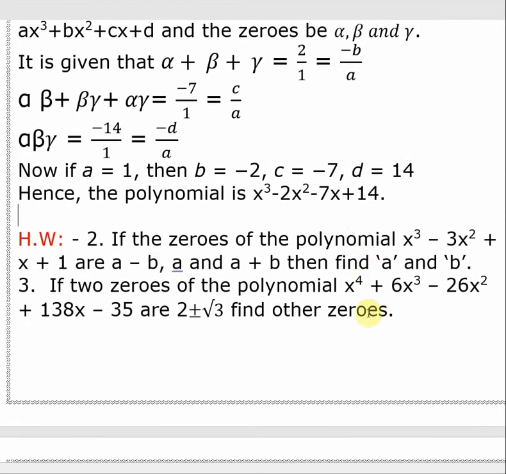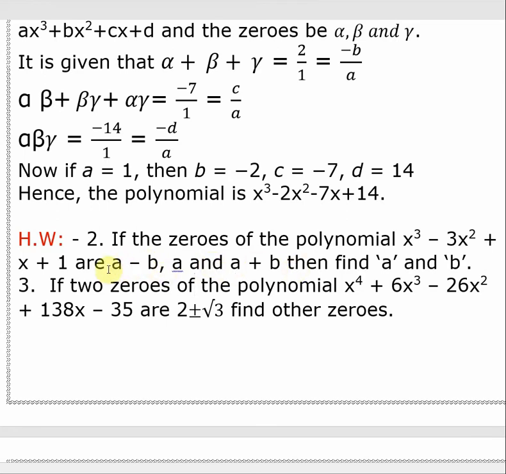I hope you have understood. Now there are two more homeworks. If the zeros of the polynomial are a minus b, a and a plus b, then find a and b. Same process. Here the polynomial is given. In this polynomial you have to solve it, factorize it or whatever you have to do. You have to get the values of the zeros. Once you get the values, then you compare them with this.